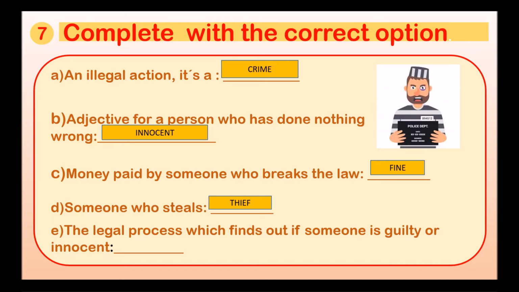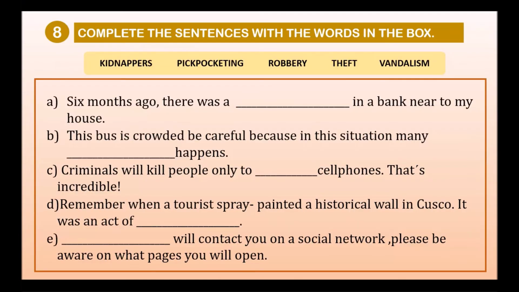Option E. The legal process which finds out if someone is guilty or innocent, trial. Complete the sentences with the words in the box. Kidnappers, pickpocketing, robbery, theft, vandalism.